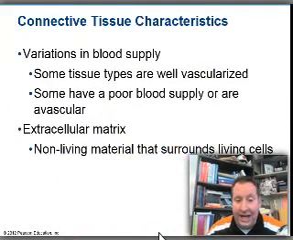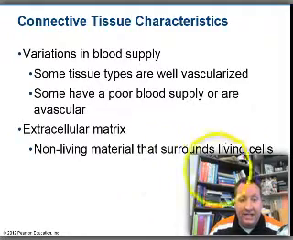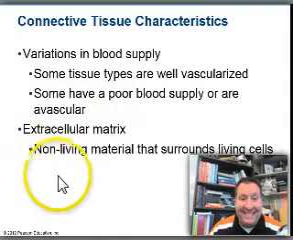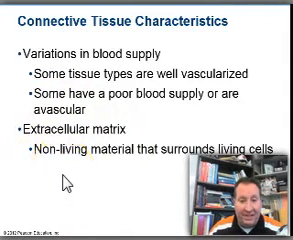Connective tissue has a variety of characteristics. It's going to have variations in blood supply, from having really good blood supply to some types having no blood supply or limited blood supply at all. The key characteristic of connective tissue is this extracellular matrix that I talked about earlier. This is the non-living material that surrounds the living cells. So you have these living cells, and then you have this extracellular matrix that's going to surround the cells themselves.